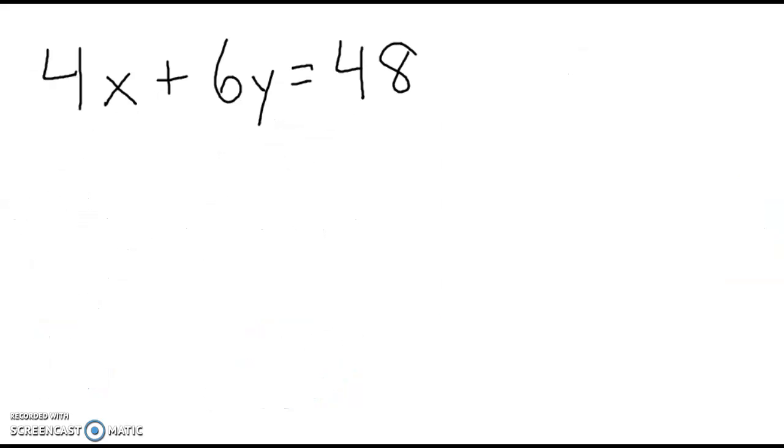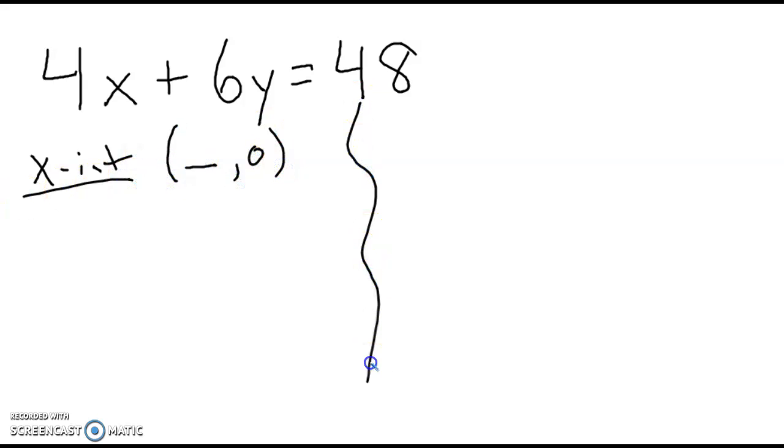So what I did here is just took some standard form equations, and we know that anytime we are looking for the x-intercept, our x-intercept is going to be something, 0. And when we look for the y-intercept, we know that that ordered pair is going to be 0, something. Well, we need to figure out what that something is. So let's start with the x-intercept.